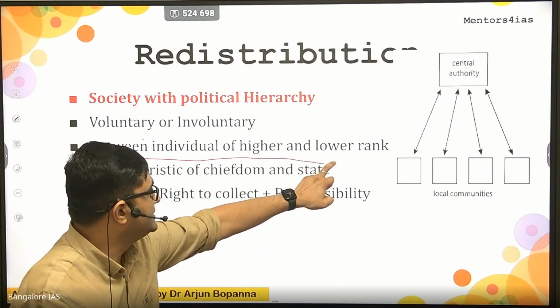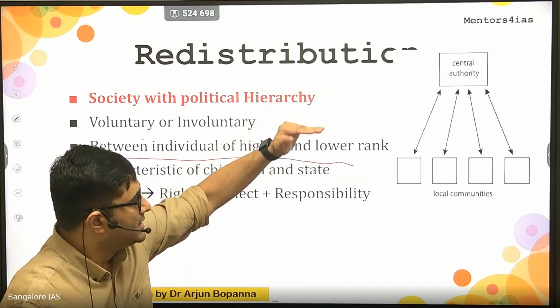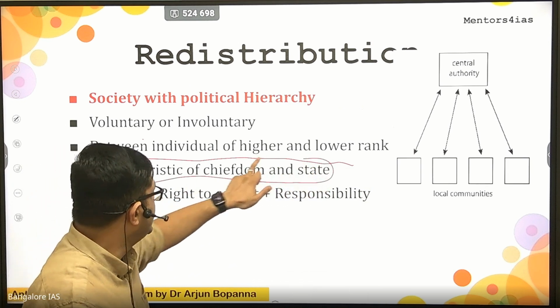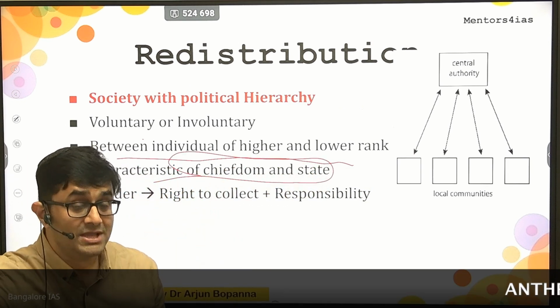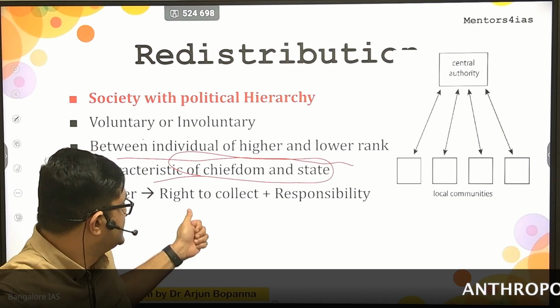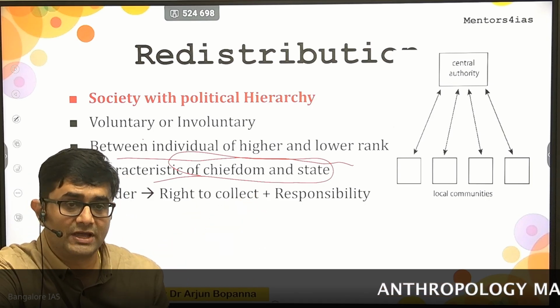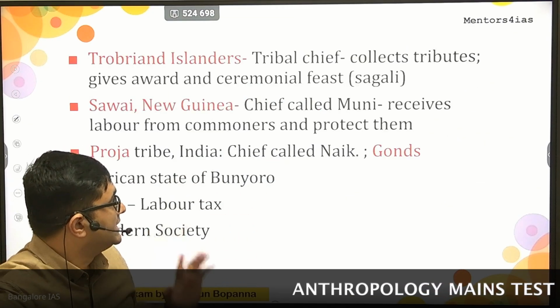It happens between individuals of higher and lower rank. The central authority, the chief, the king is higher, and the local Aam Aadmi is lower, seen in chiefdom and state. So the leader has the power, political power, the right to collect this. And at the same time, because they have the money, they also have the responsibility to do the public work. So that is what is redistribution.